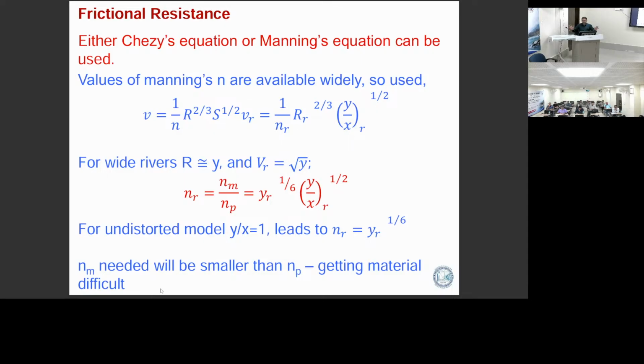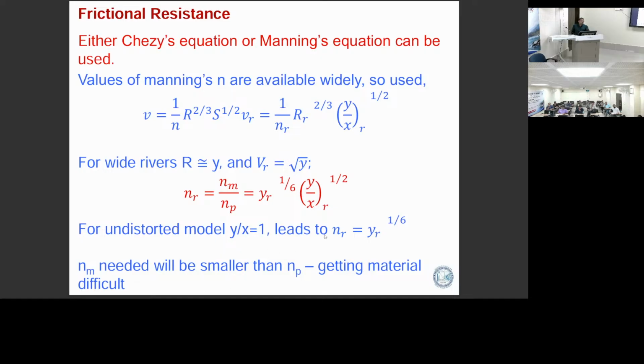So for wide rivers like alluvial rivers, A by P, that is R, is nearly equal to the depth. This is a well-known fact, and in your textbook also it is written like that. So when R is equal to y, VR is equal to root of y, which I told you in the previous slide. Then you substitute all these values. So nm by np is equal to yr to the power of 1 by 6 into y by x to the power of half. For an undistorted model, y by x is equal to 1, which means geometrically similar, both the things are the same, everything you are scaling down. So y by x is equal to 1.